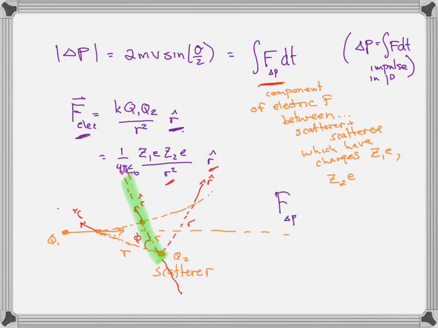F delta P is equal to F, the electric force, times the cosine of phi. So we're just looking for that component, and we've got to take the integral to set that equal to delta P. So we're going to go ahead and take this equation and plug that in. Next time.